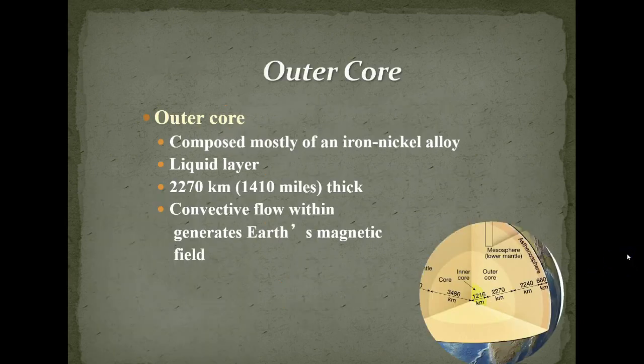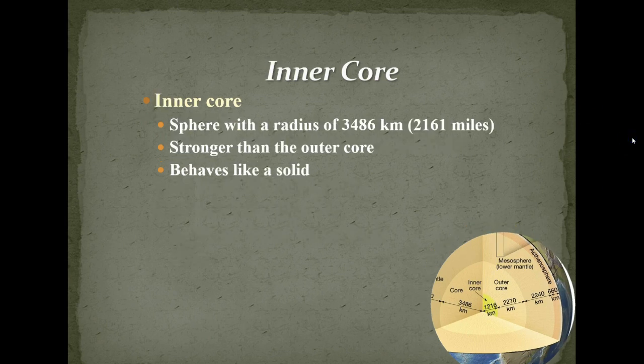So the outer core is the liquid core, and there's convective flow within it. There are big cycles where the material is heating and cooling, and that causes it to go in cycles. It helps and contributes to the magnetic field around the Earth. And then the inner core behaves like a solid. It's stronger than the outer core, and it's growing.